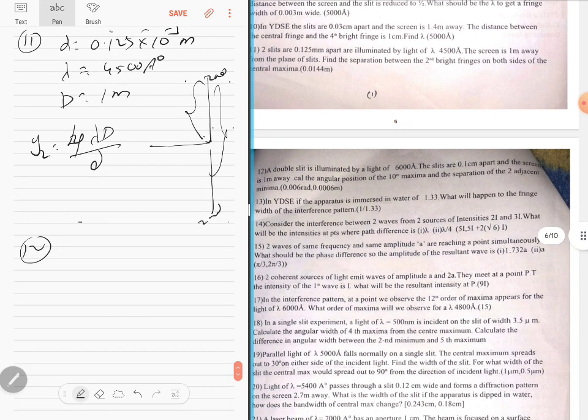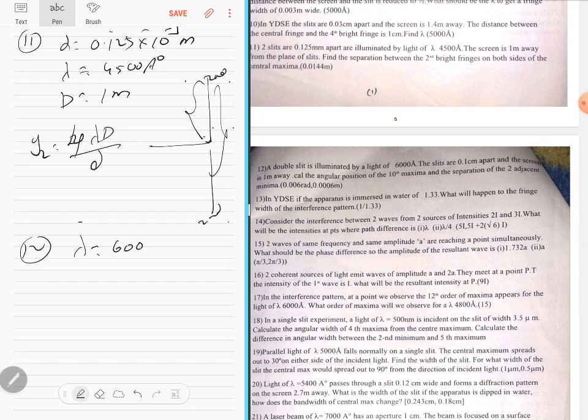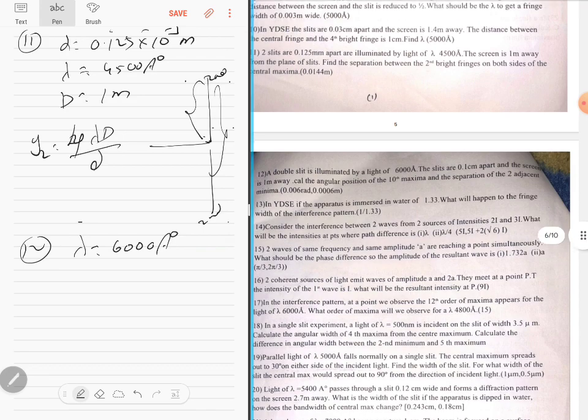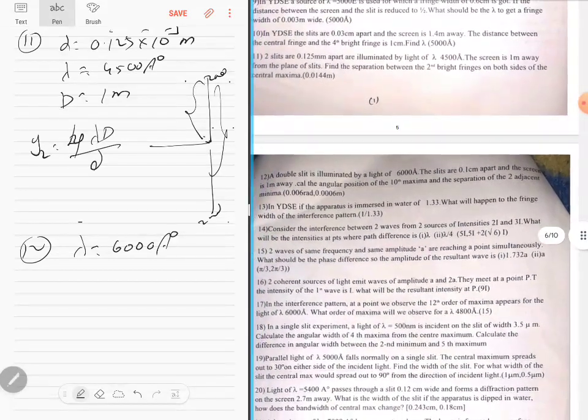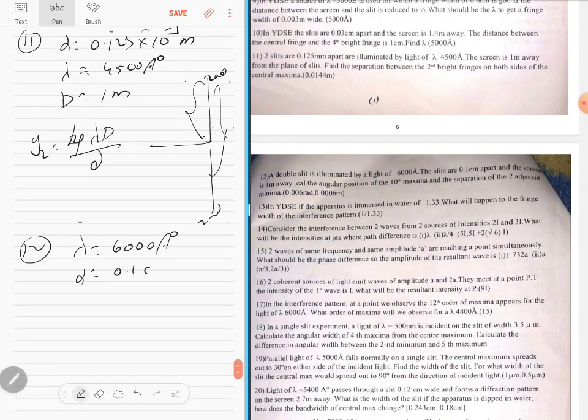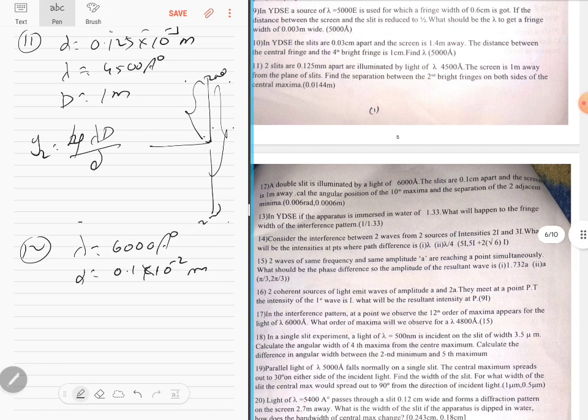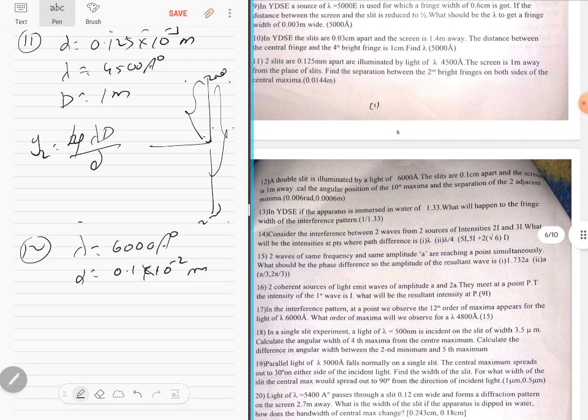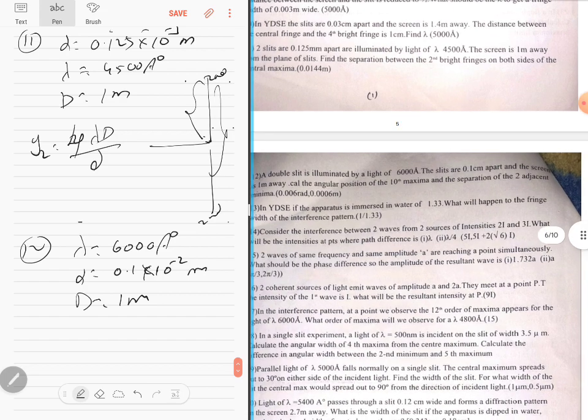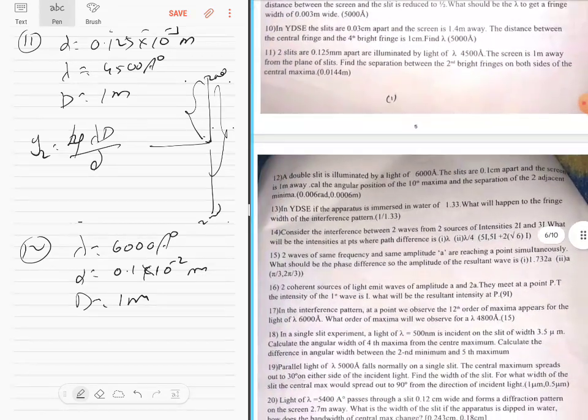The double slit is illuminated by a light of 6000 Angstrom. The slits are 0.1 centimeter apart, and the screen is 1 meter away. Calculate the angular position of the 10th maxima.